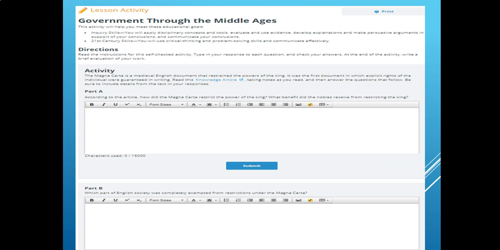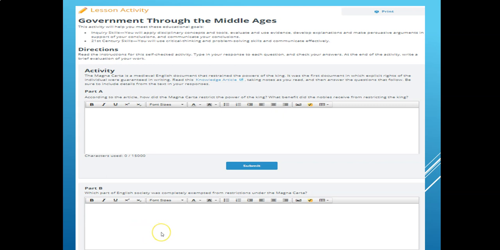We talked about this. We mentioned that the king was restricted in collecting taxes. The other part of the prompt is what benefit did the nobles receive from restricting the king? Well, the nobility benefited because the Magna Carta defined individual rights and emphasized the role of laws in society. By the way, there's more than one answer. I'm just giving you ideas on what you can include in your answer.